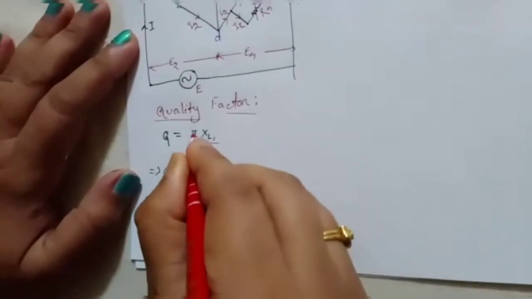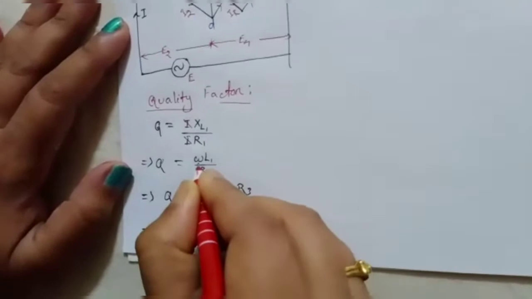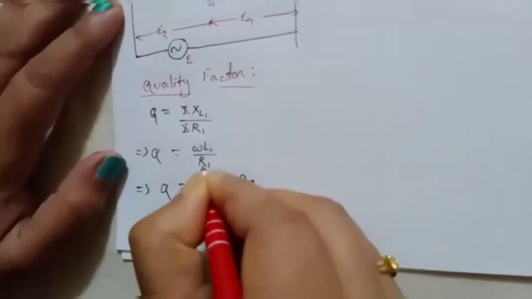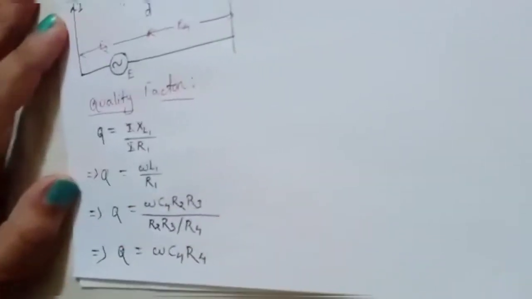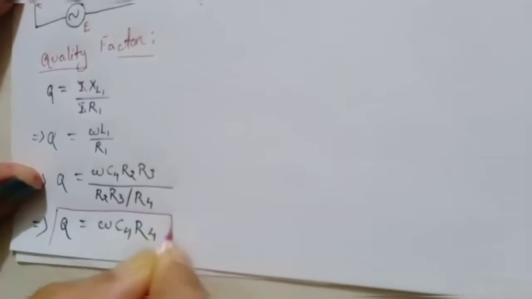So I gets cancelled. XL is equal to omega L, so omega L1 by R1. The values of L1 and R1 that we found from the balance condition, we put here. After putting the values of L1 and R1 in the Q factor, finally we get Q is equal to omega C4 R4.